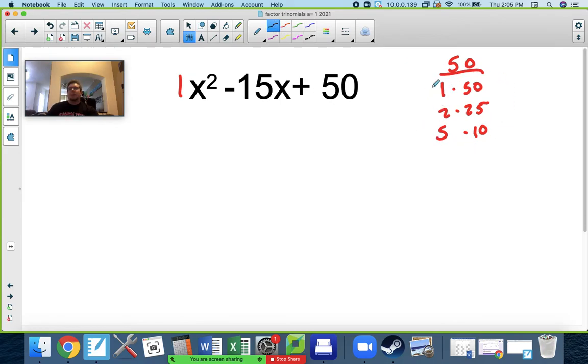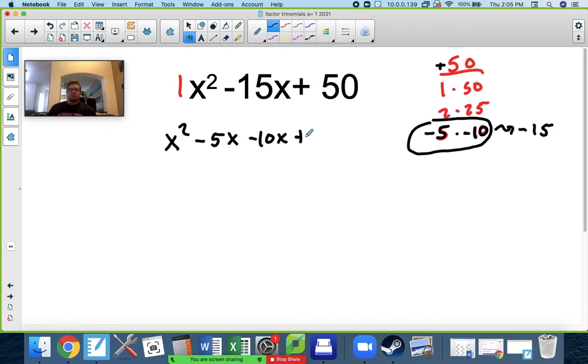None of these right now combine to give me negative 15. However, if I make this a negative 5 and a negative 10, they combine to negative 15, but when they multiply, there's still a plus 50. So there's the two that we need. So we get x squared minus 5x minus 10x plus 50. If you're wondering, does it matter the order where we put the 5 and the 10 in the middle? It does not. We could have put the negative 10 and the negative 5. They could have switched places. Doesn't matter.